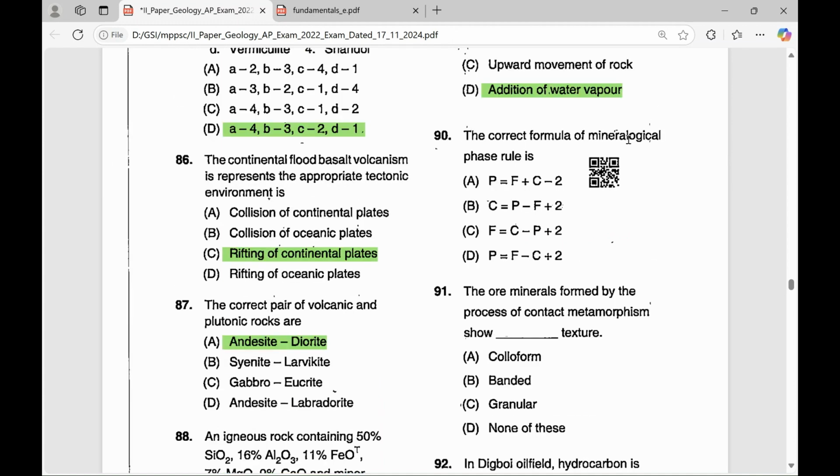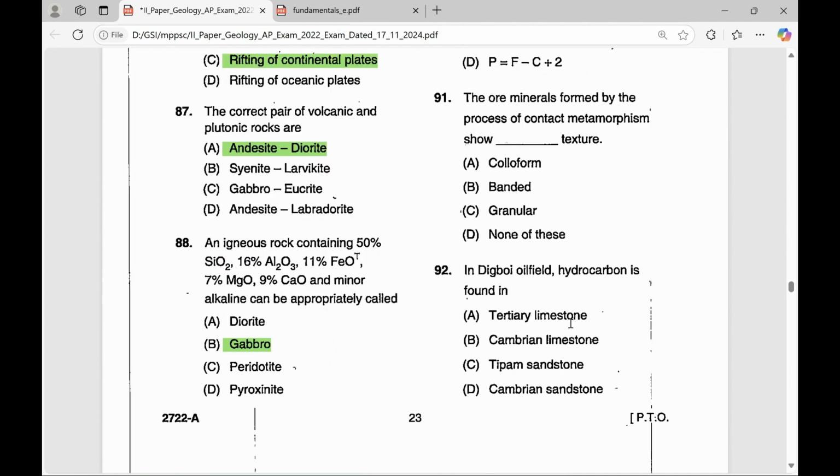Next, the correct formula of the mineralogical phase rule. Okay, Gibbs phase rule. What is it? P plus F is equal to C plus 2. So where is it? This one. P plus F is equal to C plus 2. So this is the correct answer. Next, the minerals formed by the process of contact metamorphism show. Contact metamorphism, they usually have the granular texture, so I'll go with granular texture.